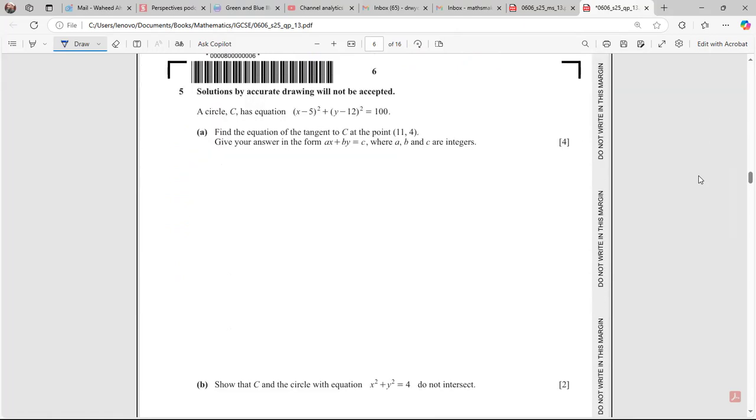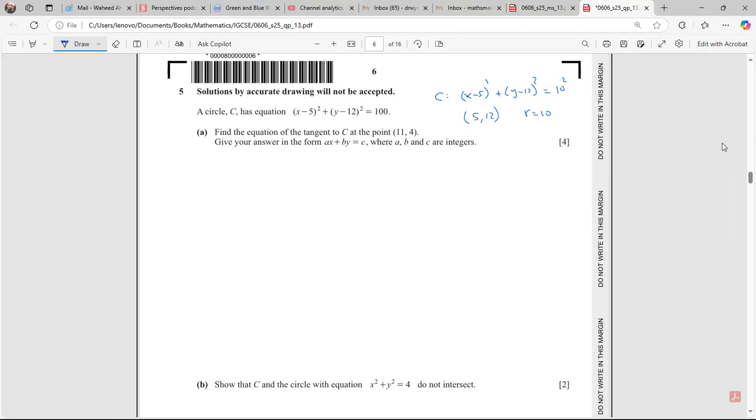This is also a very interesting and easy question. We are given the equation of a circle. You can see that this equation, let me write it here. This circle C has center at 5: x minus 5 squared plus y minus 12 squared equals, this is 10 squared, right? So the center is 5 and 12. This is the center and its radius is 10, right? We can draw a rough sketch as well, but let's not do this.